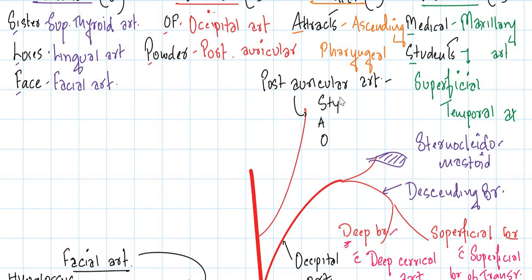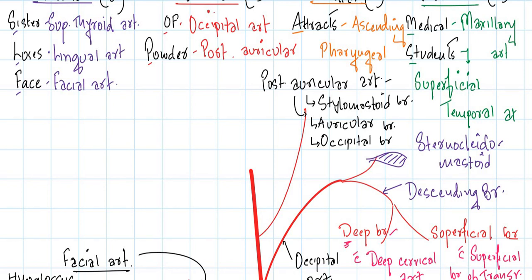SAO stands for stylomastoid branch. So it has a stylomastoid branch. It also has an auricular branch. Auricular means ear, it's always ear. And it also has an occipital branch. This is not the occipital artery, it's just an occipital branch that goes to the occipital bone. So stylomastoid branch, auricular branch, and occipital branch are the branches of the posterior auricular artery.